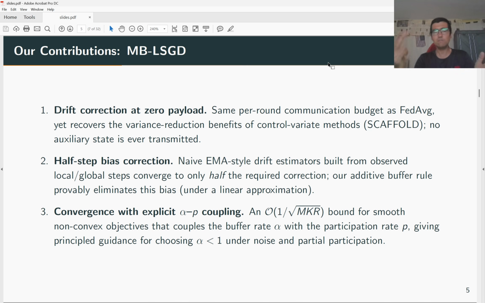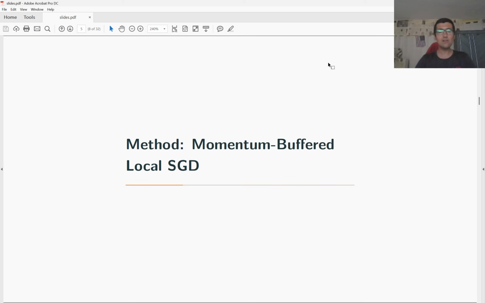And third, we prove a convergence bound of order 1 over the square root of MKR for smooth non-convex objectives. And the bound explicitly couples the buffer rate alpha with the participation rate P, which turns out to be exactly the guidance you need to tune this method in practice. Now let's look at how it actually works.